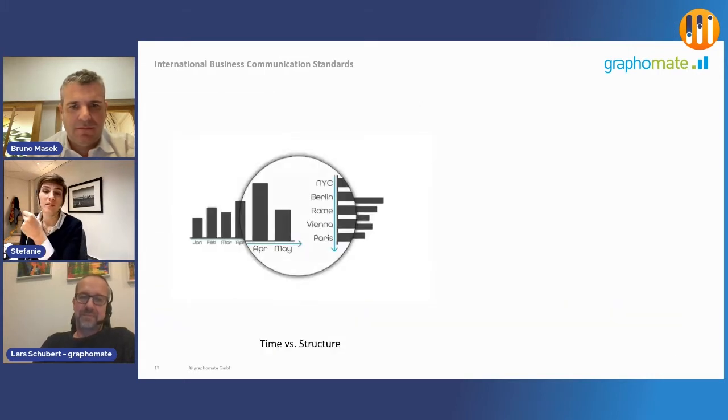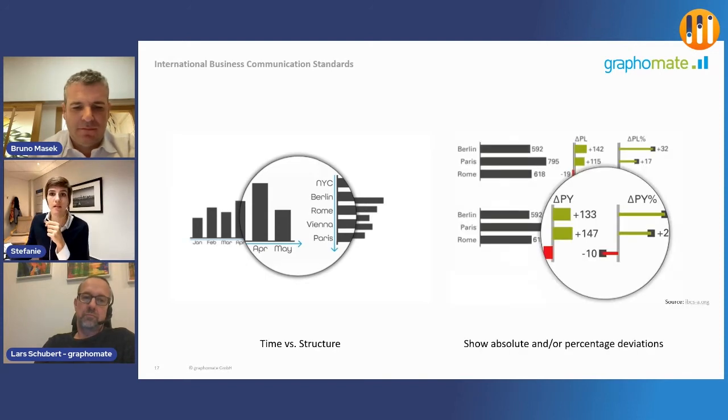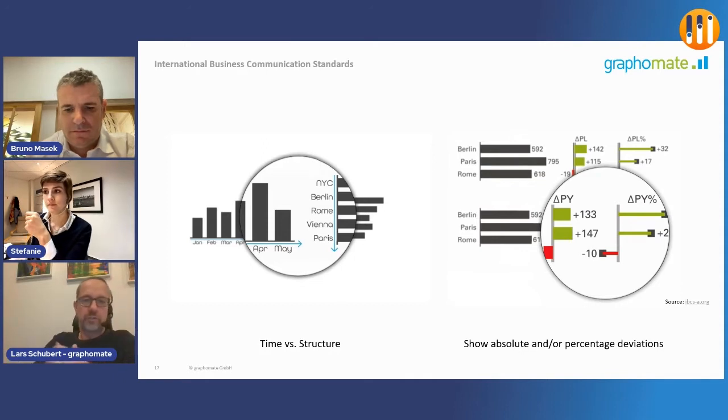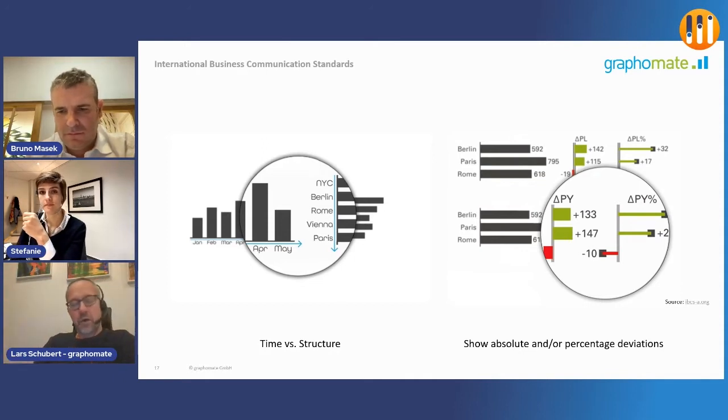And there's one simple rule: if you use horizontal direction, it's for the time. And if you have structure like regions or countries, use the vertical orientation. It's quite simple, but it gets confused a lot of the time. So when you use horizontal axes, you can show trends very well, and if you use vertical axes, you can compare things like, as you said, regions, salesmen, or stuff like that. Yes, it makes it much easier.